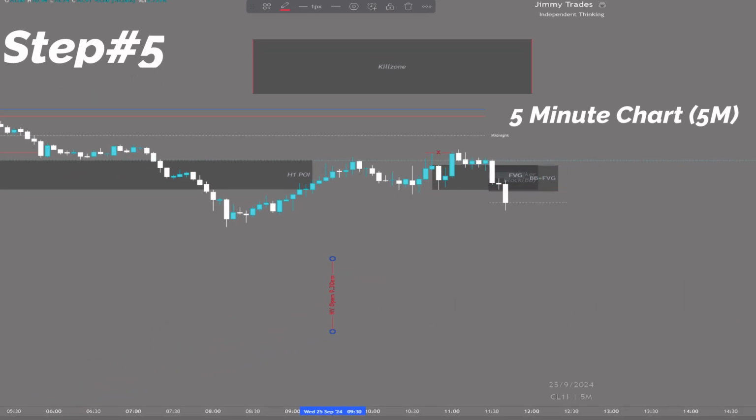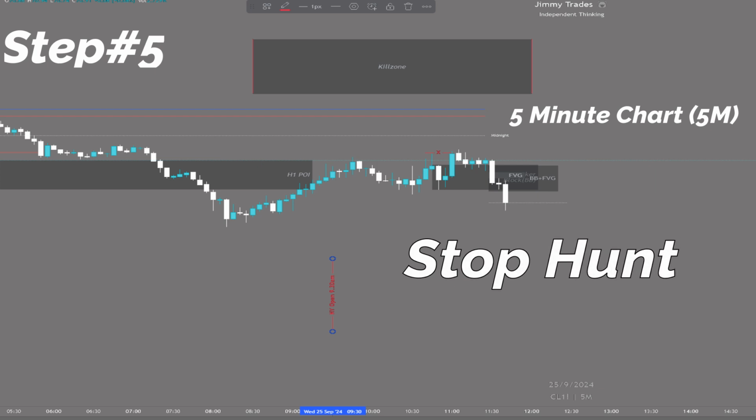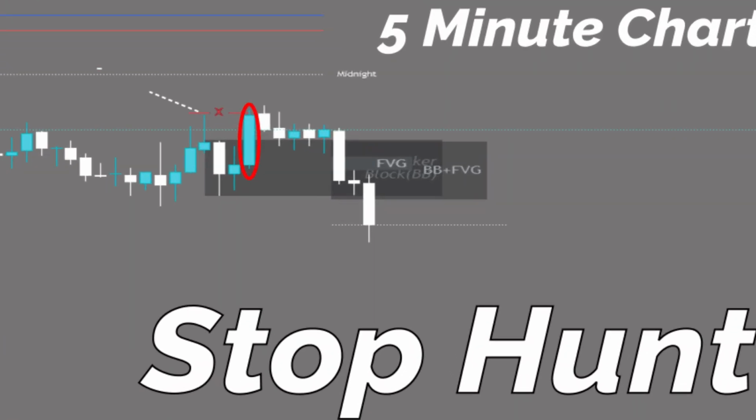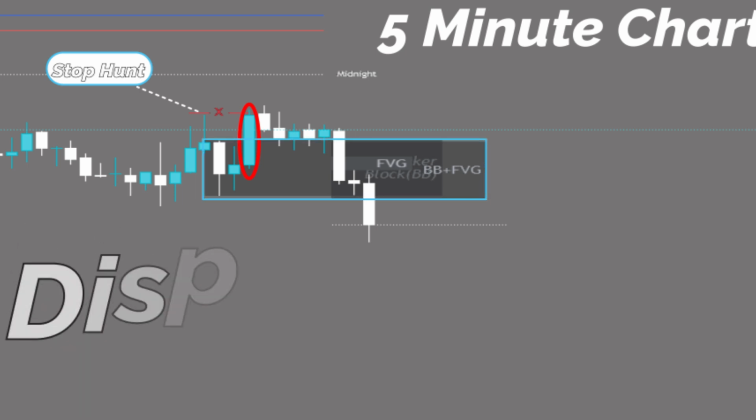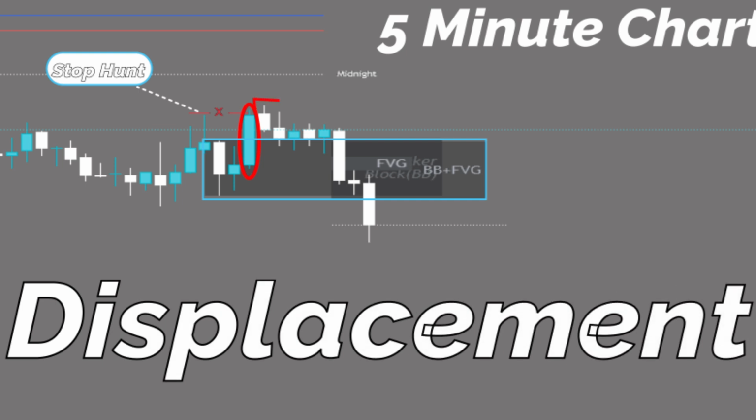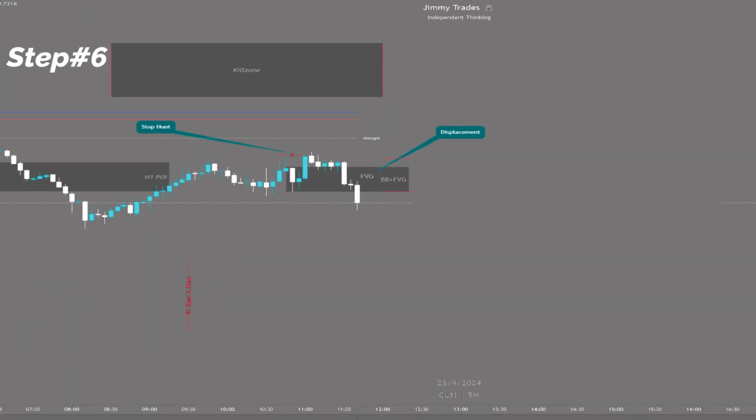Before we jump in, we need to confirm a stop hunt. A stop hunt is the leg that sweeps liquidity into the high time frame point of interest. This is essential for validating the breaker block. After identifying the breaker block and the stop hunt, we look for displacement. Displacement is the movement back through the breaker, and it must create a fair value gap aligned with the breaker block. Now we're getting close to setting up the trade.